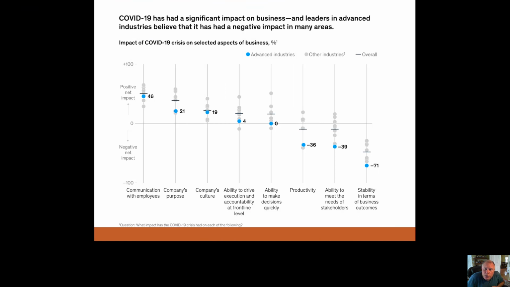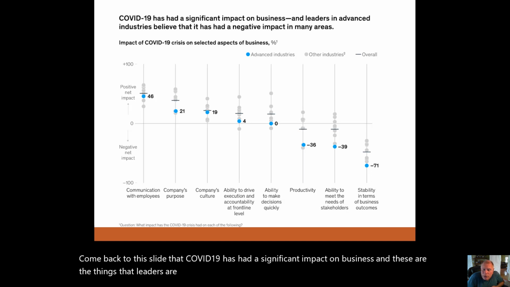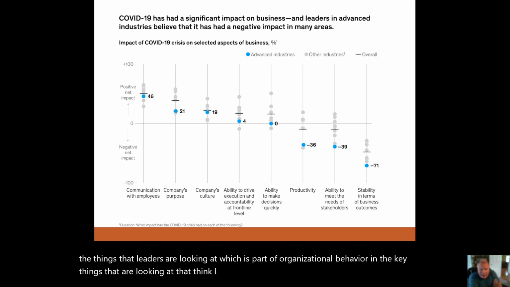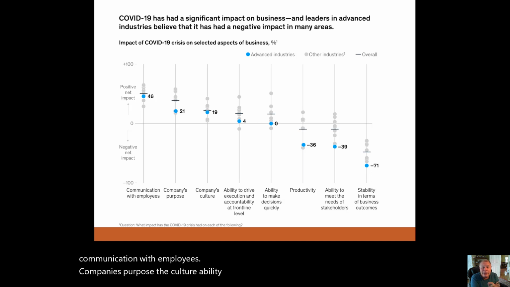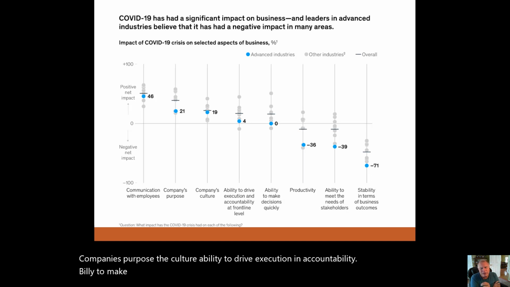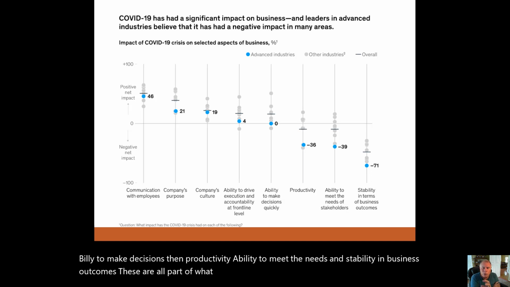I'd like to come back to this slide, that COVID-19 has had a significant impact on business. And these are the things that leaders are looking at, which is part of organizational behavior. And the key things they're looking at that I think are positive, and some of the negatives are communication with employees, company's purpose, the culture, ability to drive execution and accountability, ability to make decisions, then productivity, ability to meet the needs, and stability in business outcomes. These are all part of what goes into an organization.